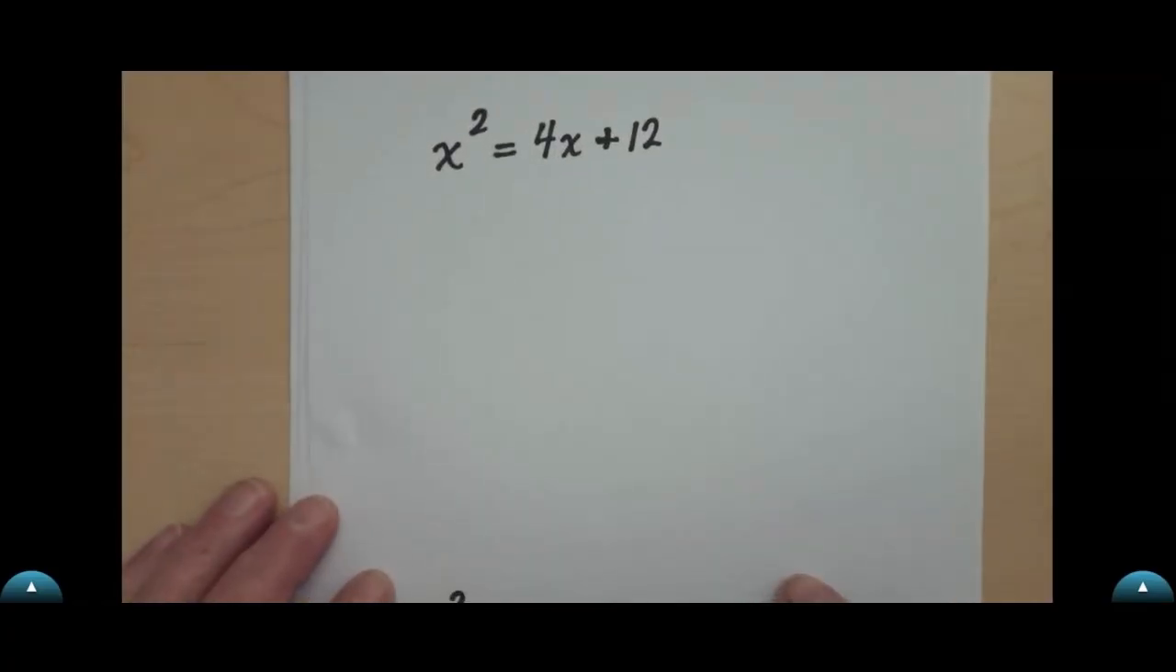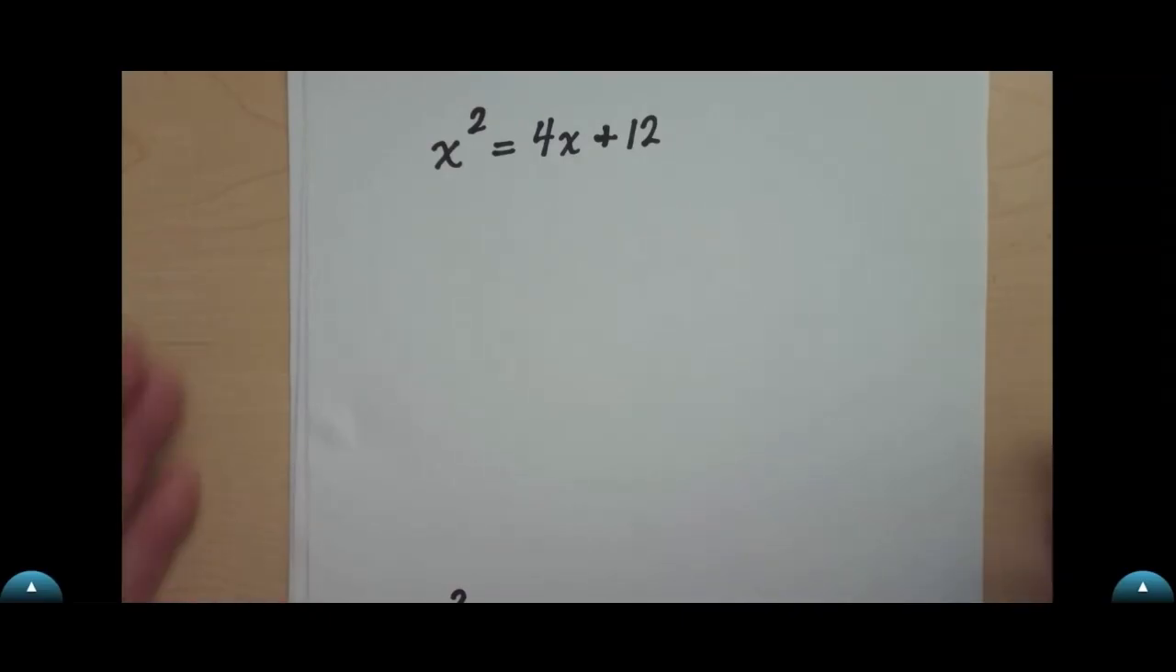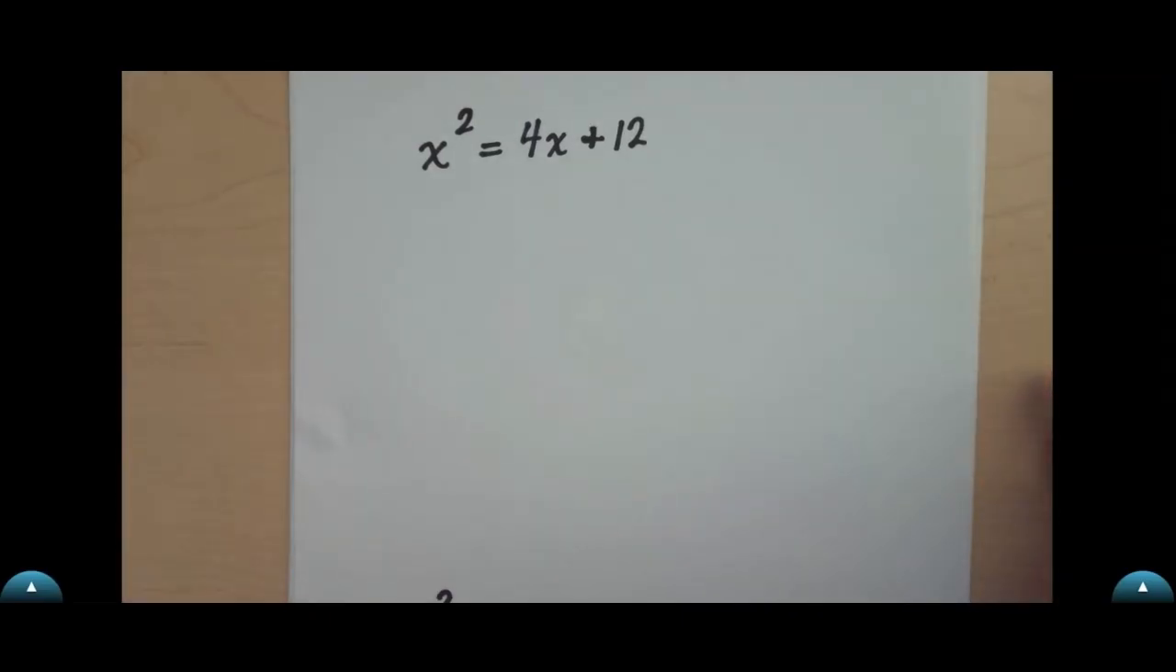Let's take a look at this one. Now, this one's a long way. I mean, it's got two terms on the side opposite the x squared term. Y'all see that? Remember, we always want it to look like something equals 0 when we start solving these quadratic equations.